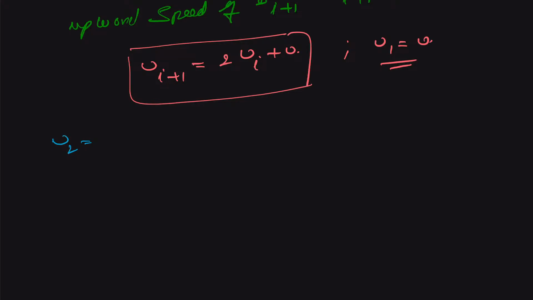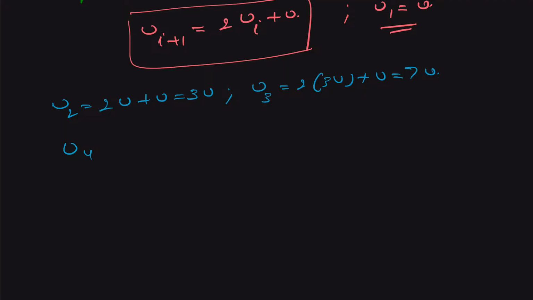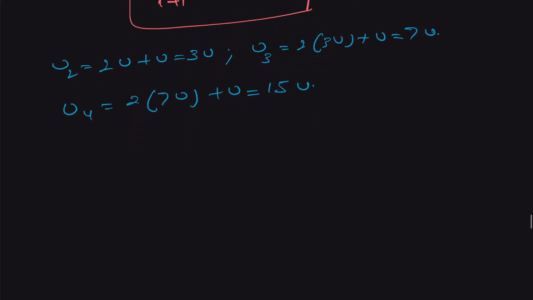So V2 will be equal to twice V plus V, this gives us 3V. V3 will be giving us twice 3V plus V, which is equal to 7V. And similarly, V4 will be giving us twice 7V plus V, and that will be 15V. So this will be a recursive process. And in general, we can write the equation as V_n is equal to (2^n minus 1) times V.